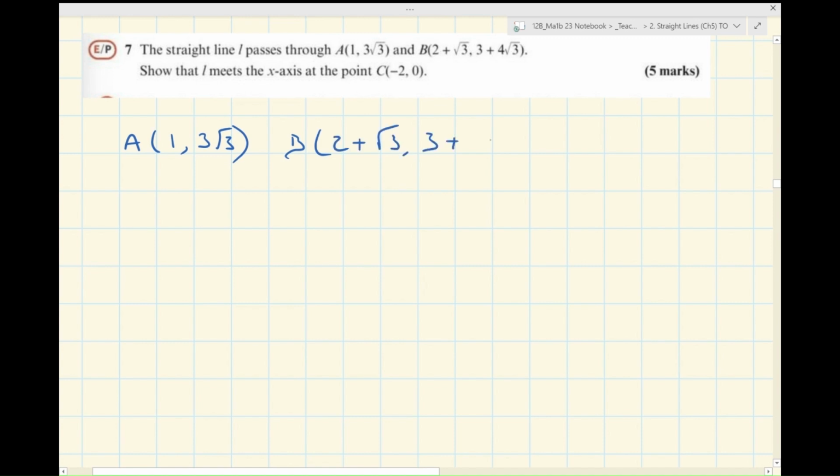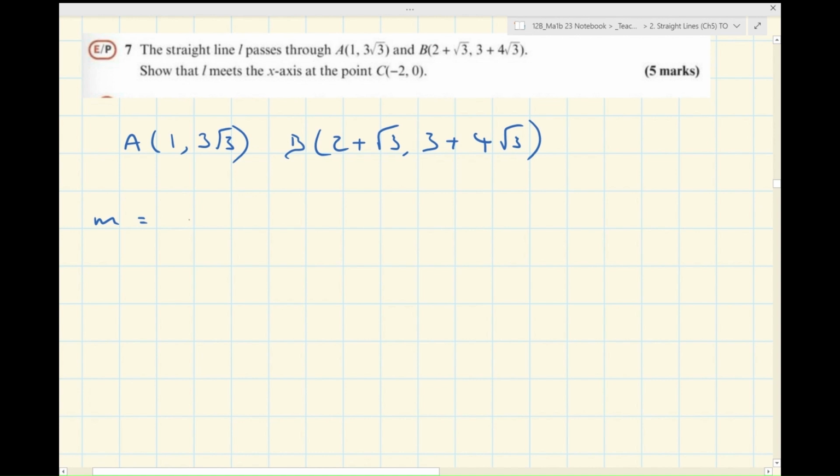I need to find where this line meets the x-axis. So the first thing I'm going to do is find the equation of this line. I'm going to start by finding its gradient. The gradient is the rise over run, so it's the difference between the y-coordinates over the difference between the x-coordinates. I'm going to take the y-coordinate and the x-coordinate of B, take away their counterpart in A.